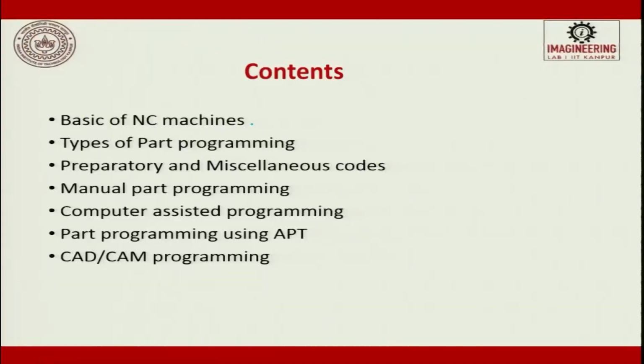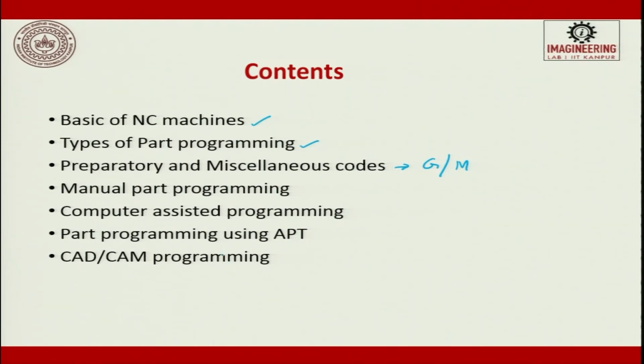So, here we will see the basics of NC machines, then types of part programming. This is only a recap. Then we will see what are preparatory codes and miscellaneous codes. These codes are going to be part of programming. Then we will see manual part programming, then computer assisted part programming using APT, and finally we will see CAD/CAM programming.